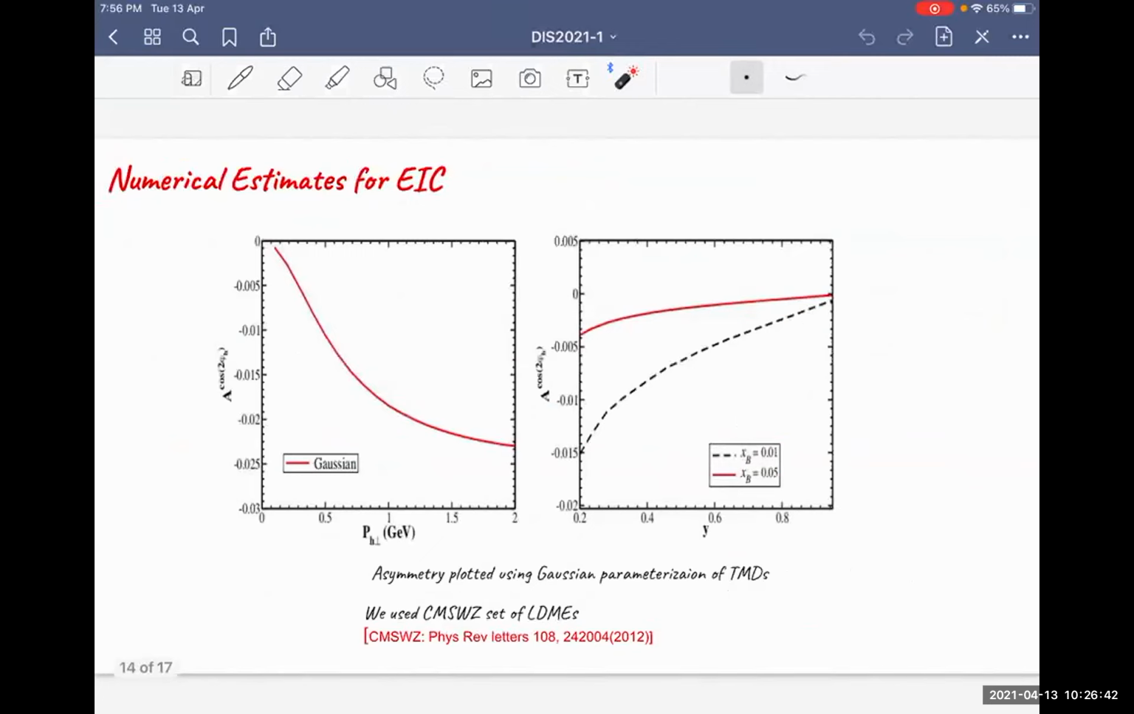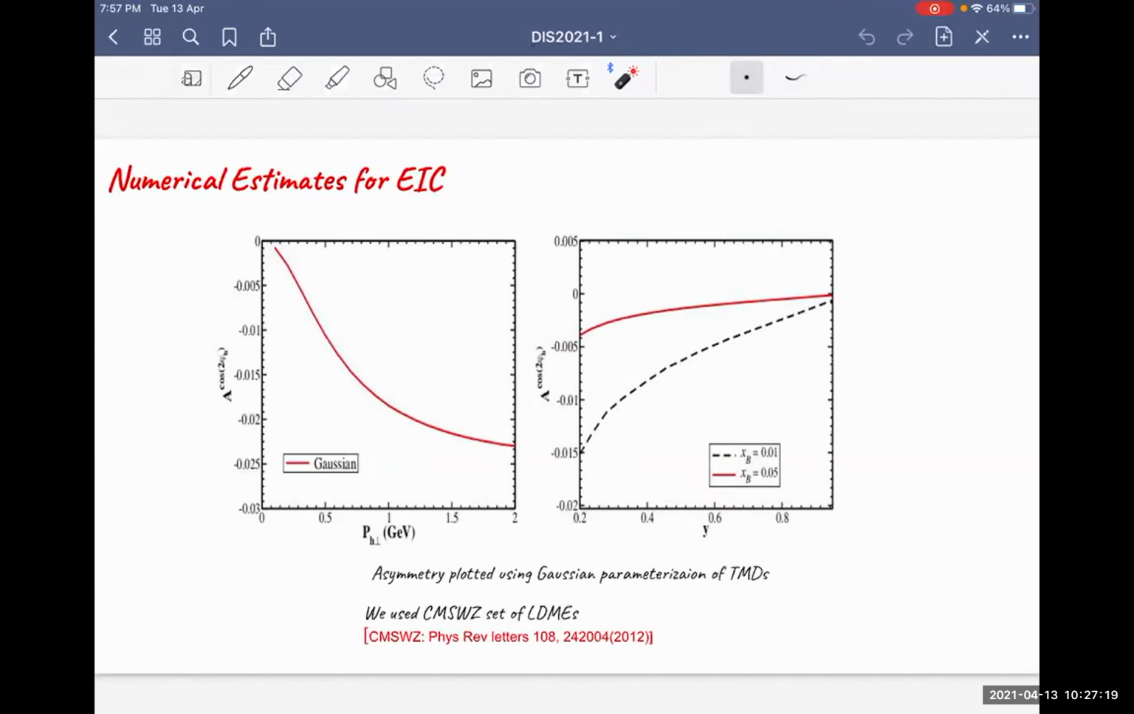So finally, coming to the numerical estimates for the asymmetry, we have plotted the asymmetry as a function of PH perp, here taking the NRQCD based color octet model. As you can see, this gives the maximum significant contribution to the asymmetry. In the right panel, we have calculated the asymmetry as a function of the inelasticity variable for two different values of XB. We found that this black line, which is XB equal to 0.01, that means at lower values of XB, the asymmetry is maximum.